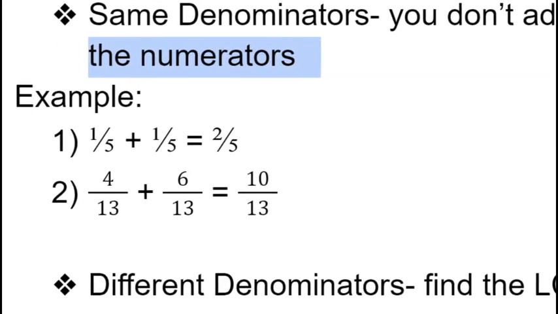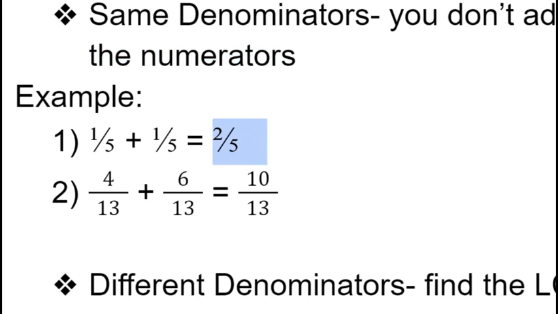An example could be 1/5 plus 1/5. Numerator plus numerator is 2, and we just copy the denominator, which is 5. And that's 5 all throughout. Say we have something like 4/13 plus 6/13. We copy the denominator, but 4 plus 6 is 10. So the final answer is 10/13.